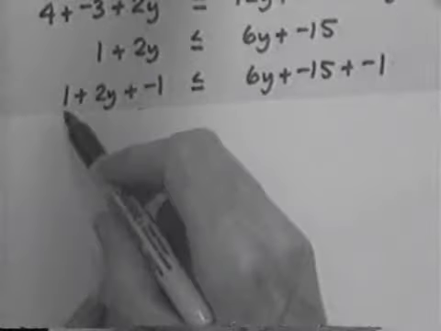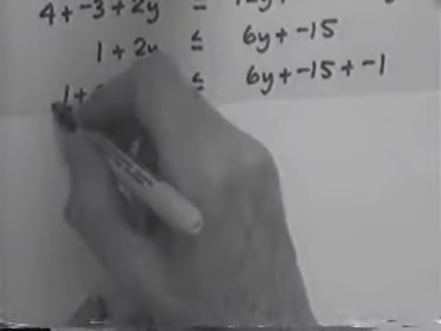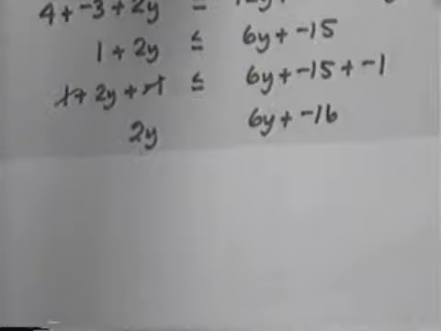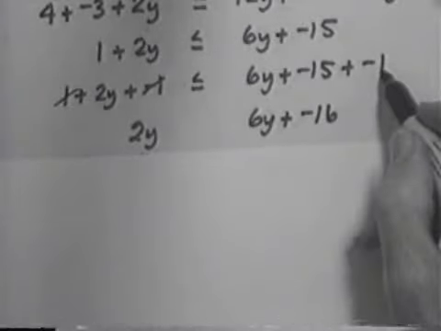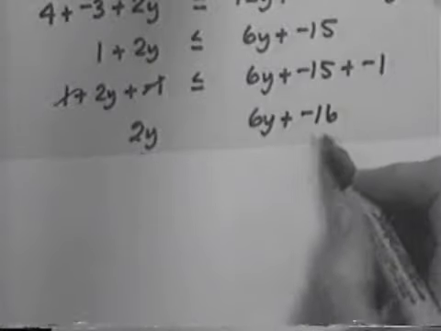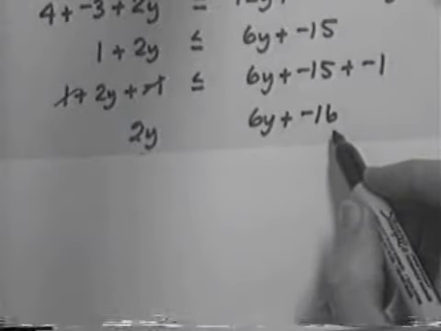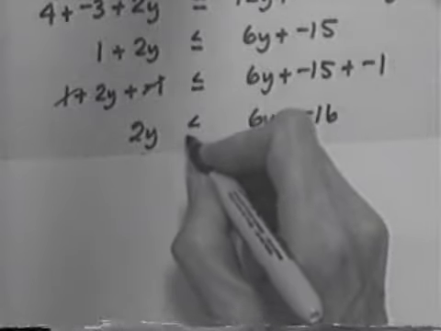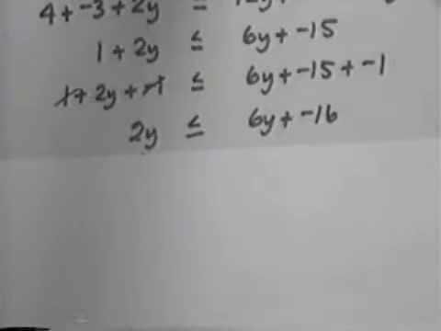Combining terms on the left, we add 1 and negative 1, they cancel, so that leaves us 2y. On the right, we can add negative 15 and negative 1, so that we have 6y plus negative 16. We've simply combined terms. The inequality symbol remains unchanged.